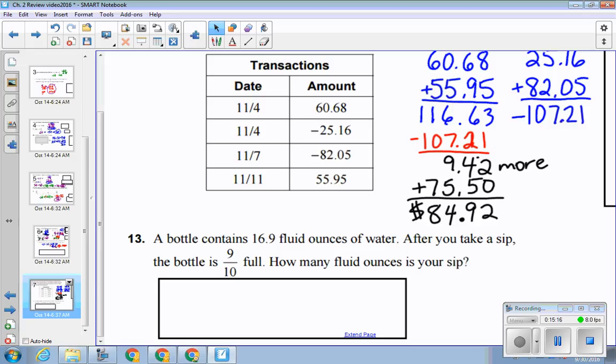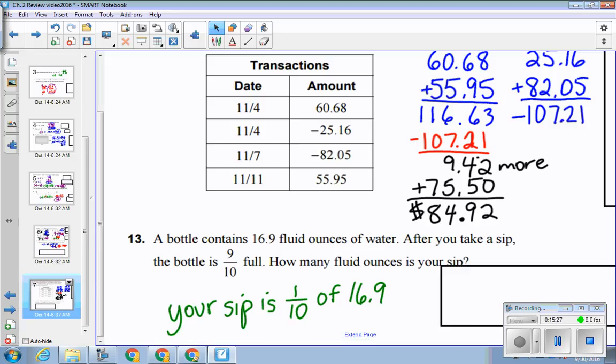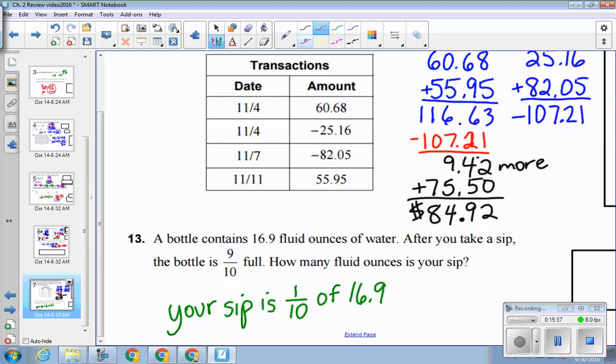So here's our last one. The trick to this is after you take a sip and you have 9/10 left, that means you drank 1/10. So we want to find out what 1/10 of 16.9 is. So that means to multiply by a tenth. And when you multiply by a tenth, all you're doing is dividing by 10. So we're just moving the decimal over one place. So our final answer is 1.69 fluid ounces.